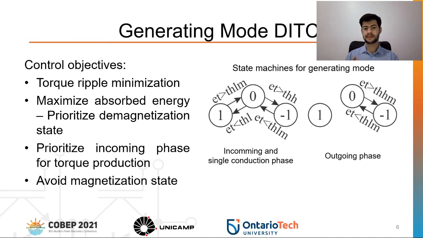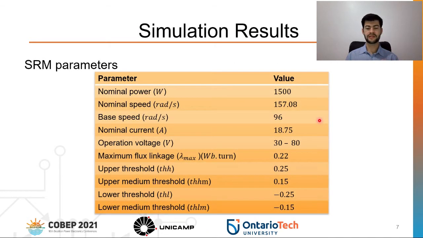Now that we have discussed the generating and motoring modes of the DITC, let's move forward to talk about the machine we are using. The SRM used in the simulations and in the experimental results was a 1500 watts nominal power machine with 96 radians per second as a base speed. The voltage of operation was between 30 and 80 volts, and the thresholds used for the DITC were always between 0.25 and minus 0.25.